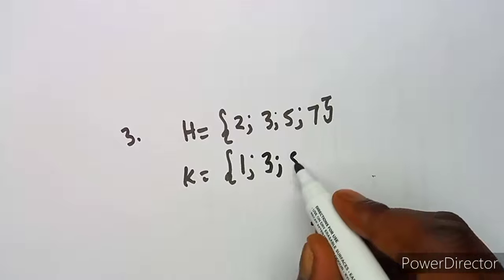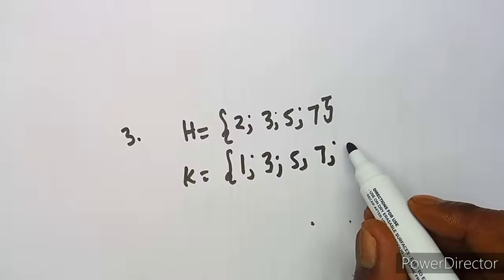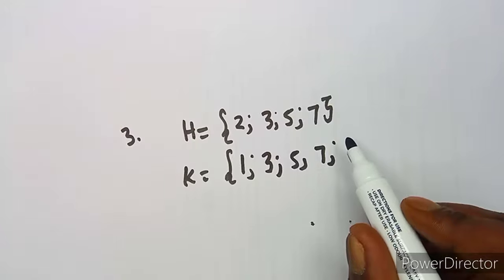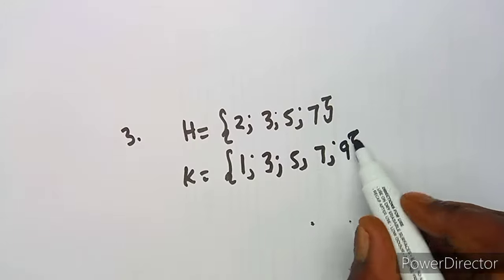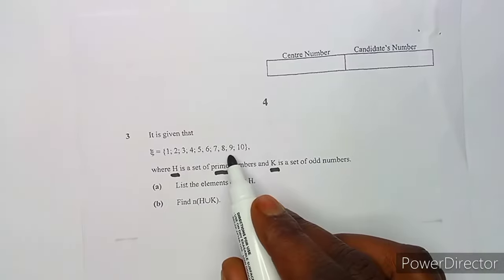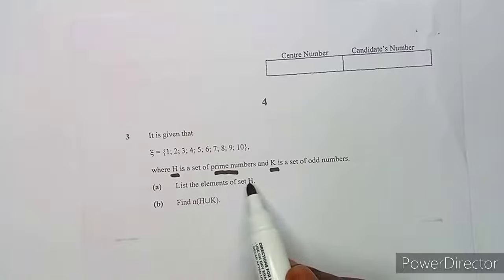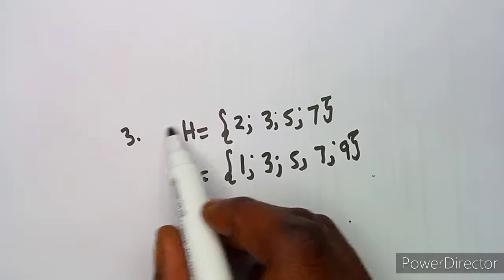So as we can see, some of the prime numbers are also odd numbers. That's what we have in this case. All right, we also have a 9 in this case. 9 is part of our odd numbers, because when you divide by 2, 2 into 9, that is 4, remainder 1. So it's an odd number. So the first question was to list the elements of set H, that is on A, and already we have listed the elements of H.